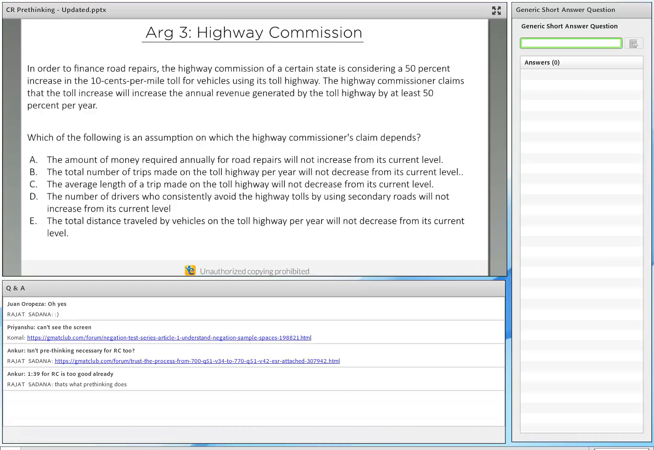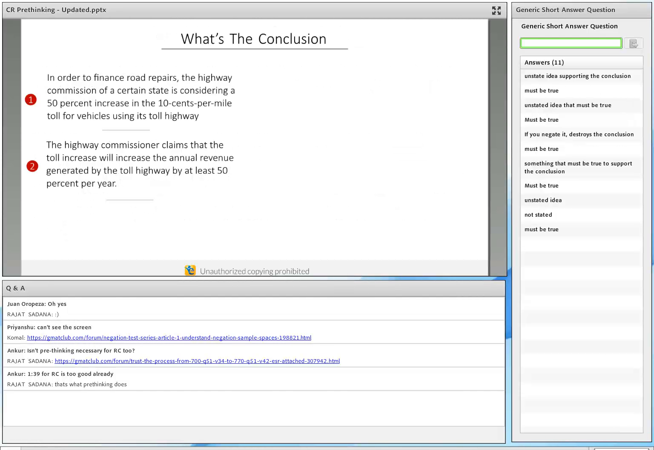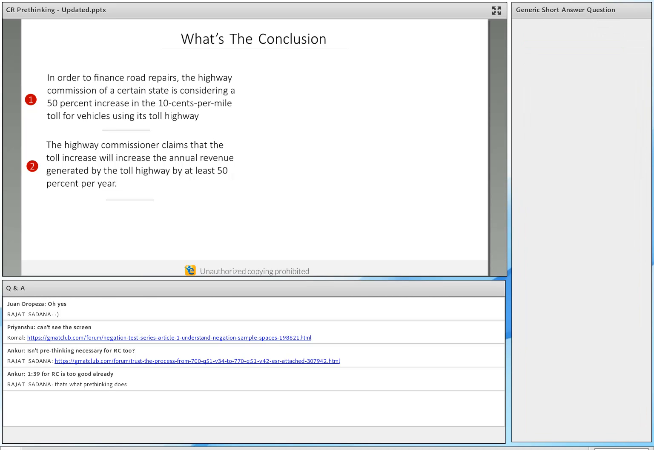But let me first ask this question. What is the precise definition of an assumption? Something, an unstated idea that must be true for the conclusion to hold true. Just remember this: if you negate it, it destroys the conclusion. An unstated idea that must be true for the conclusion to hold true. Negation of that idea destroys the conclusion. So let's first worry about this. What's the conclusion over here?